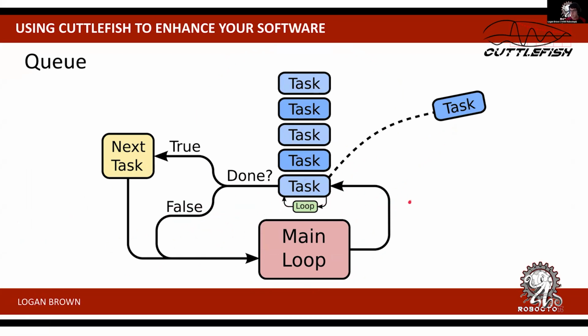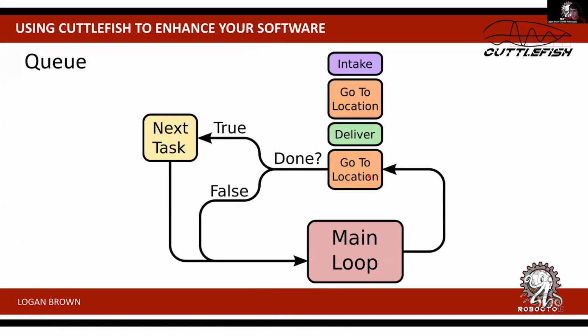First is synchronization. Say you want to have code that is blocking, meaning that it prevents other code from running. Say, for example, you want to go to a location, deliver something, go to a different location, then intake, and you want these to run in order.